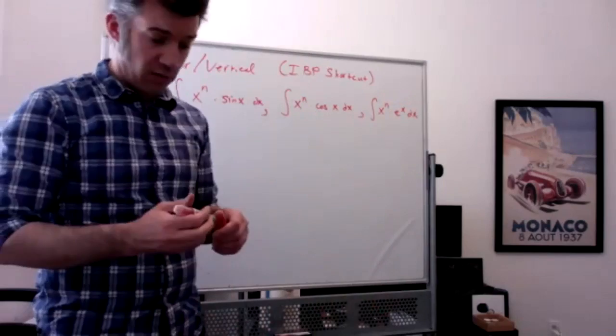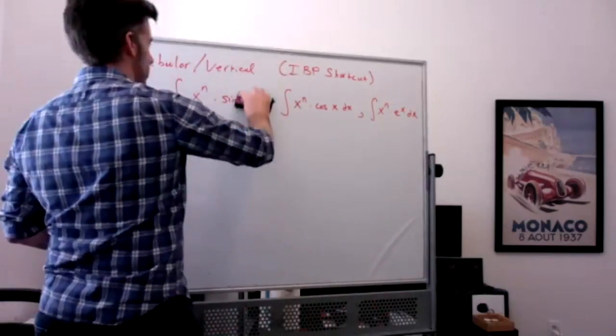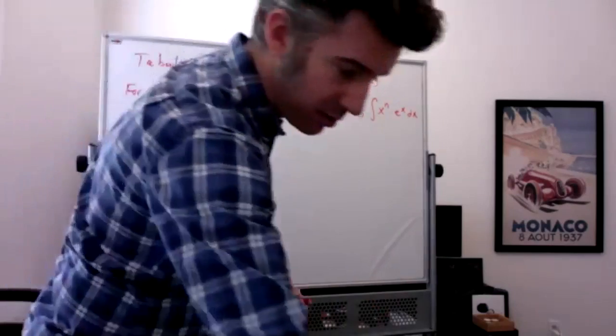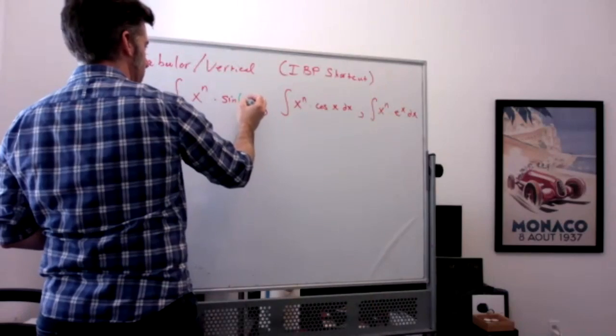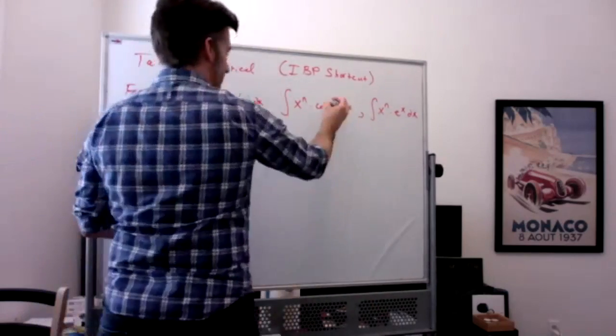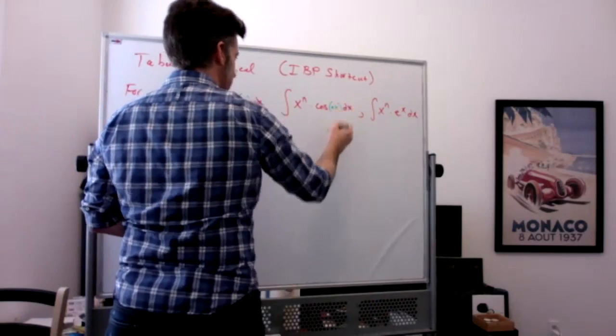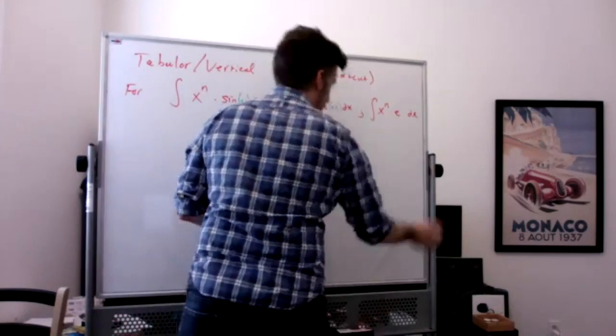Technically, you can make this a little more complicated. You could actually make it the sine of a multiple of x. So you have like sine of ax. You could have cosine of ax. And you can have e to the ax. That makes it a little bit more complicated.